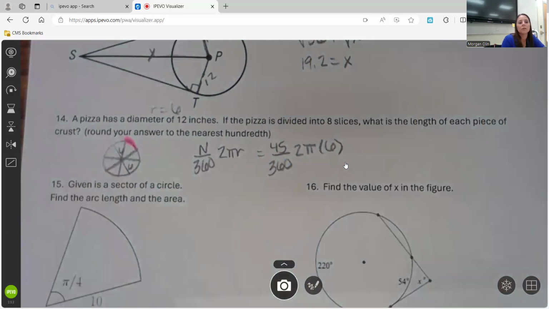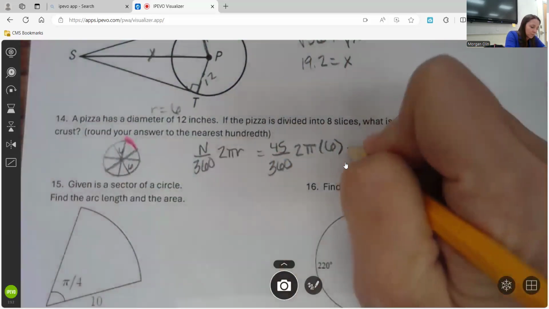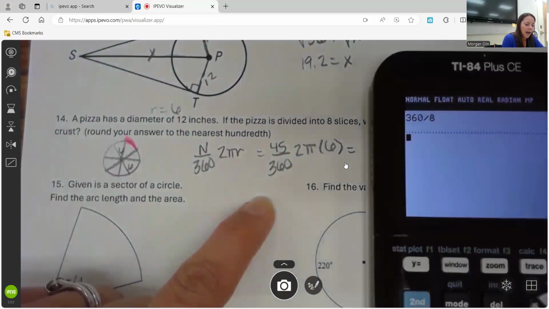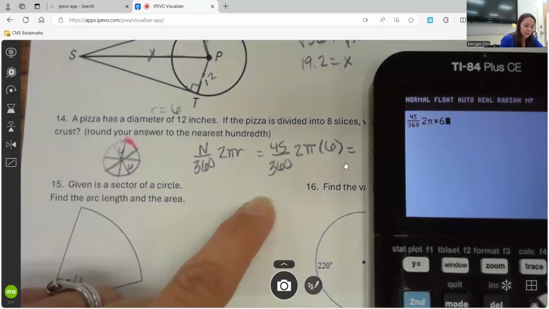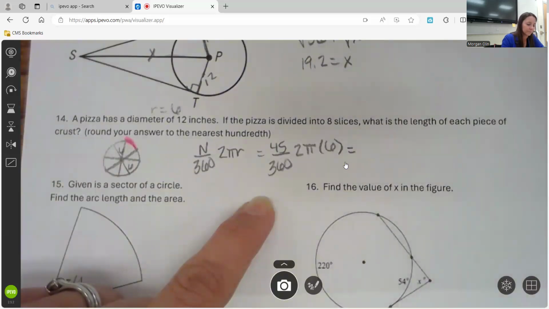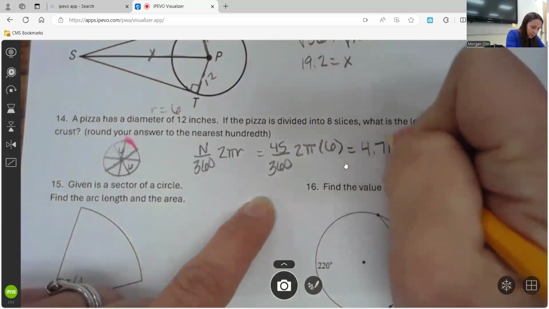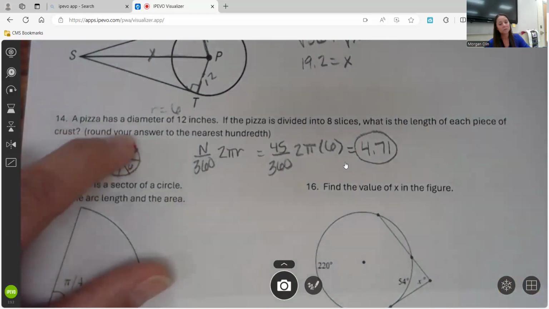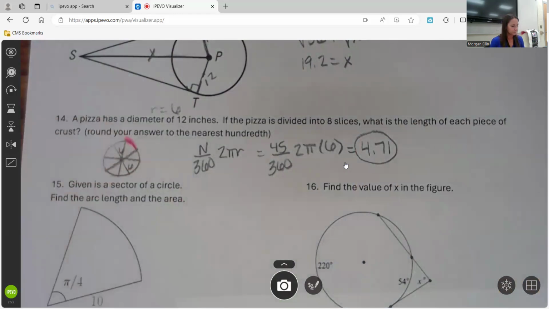So let's round this to the nearest 100th. Now, if they want it in terms of pi, just put in all the numbers. But because it's to the nearest 100th, I can just put everything into my calculator. So 45 divided by 360, and then 2, pi, second caret symbol, times 6. All right, and I get 4.71. That is the length. So length is just talking about the length. If I was going to take a measuring stick and measure it.